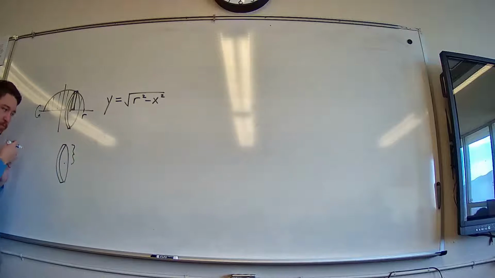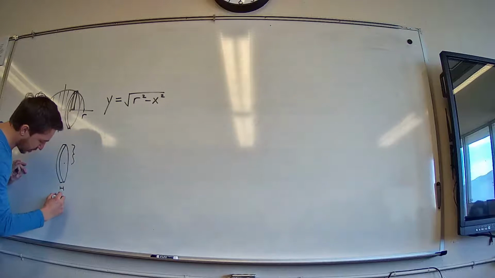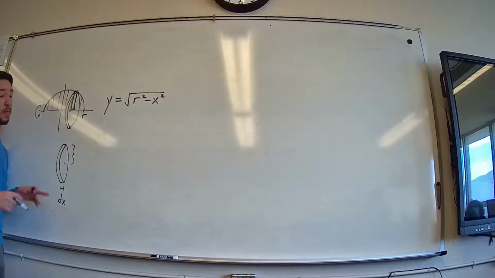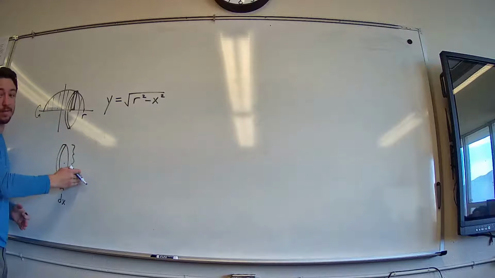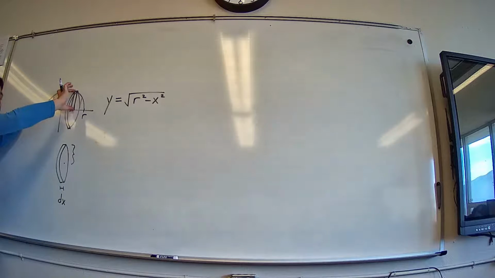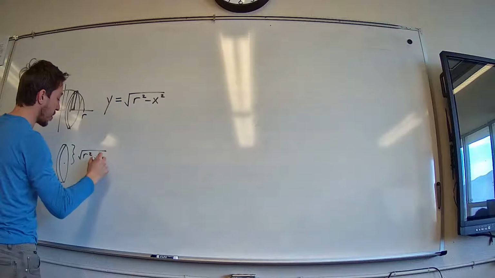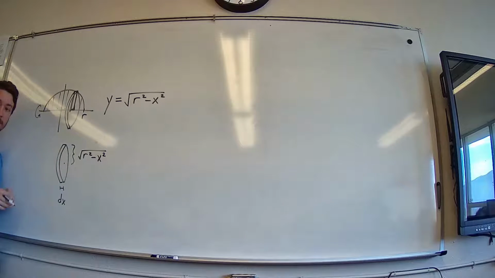Okay, what's the radius of our disk? The thickness is dx, which of course clues us in that I want to have x's in it. I want x to be my variable that's showing up. And so the radius, isn't that just the y value of this point? And the y value of that point is the square root of r squared minus x squared. You okay about that? Yeah.